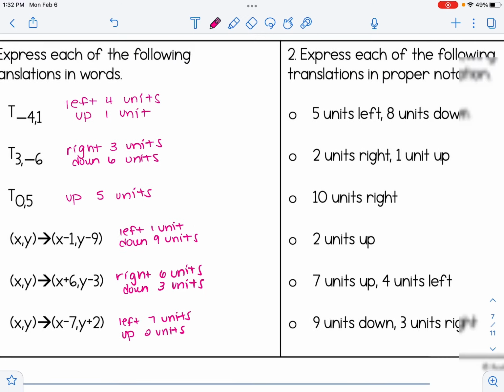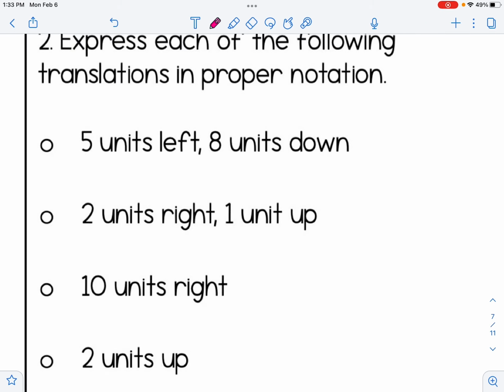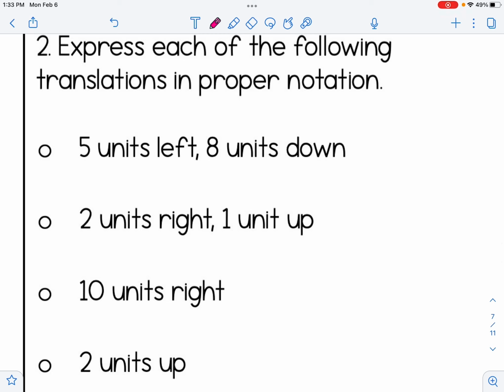Okay, for number 2, we're going to reverse it. It says express each of the following translations in proper notation. So I'm going to choose to write each one of them using the capital T. You could use the XY with the arrow format as well if you prefer. Okay. So first bullet point, 5 left, 8 down. Those are both negative indicators. So negative 5, negative 8.